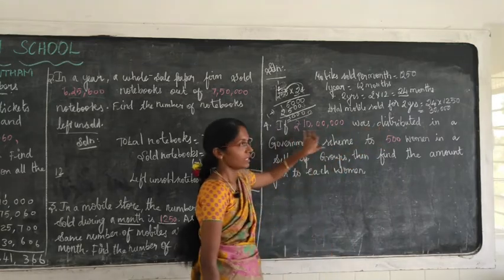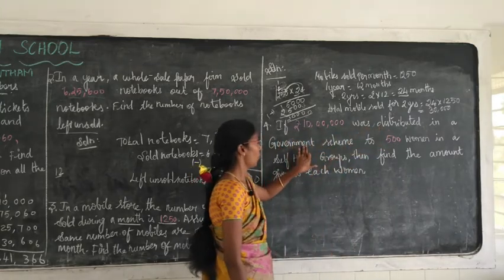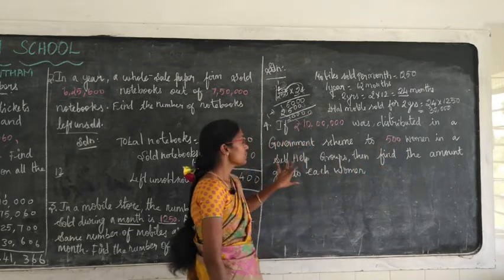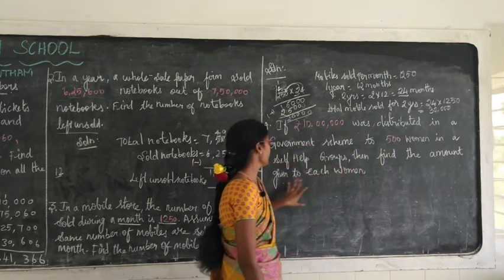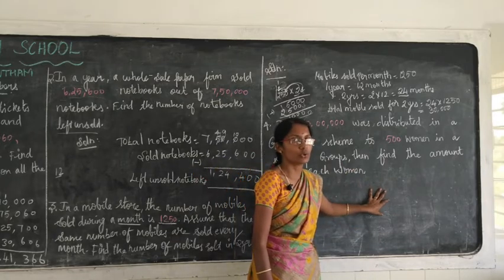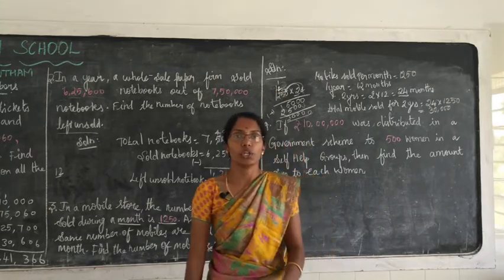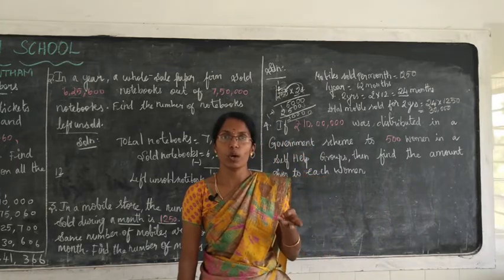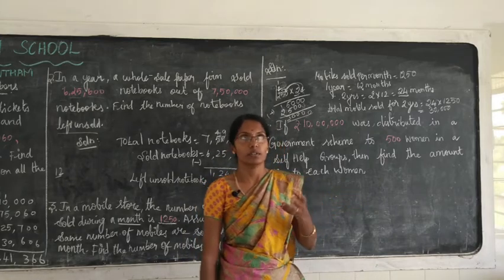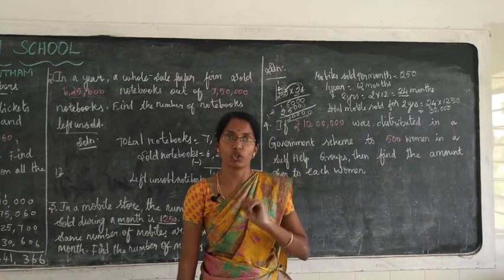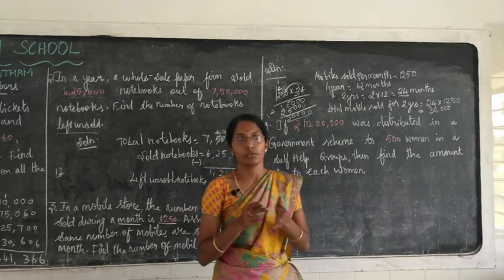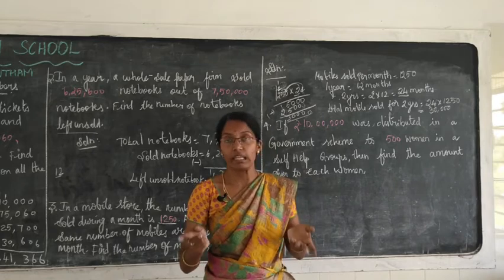If rupees 10 lakh was distributed in a government scheme to 500 women in a self-help group, then find the amount given to each woman. So if you can't understand this question, I will give a simple example. In your home there will be 2, that is you and your brother. Your mother gives you 4 chocolates. She said that you can divide equally.